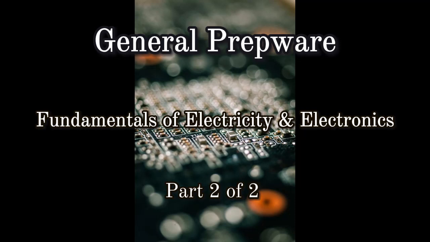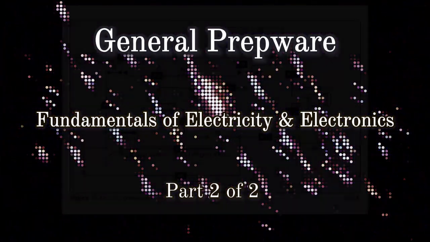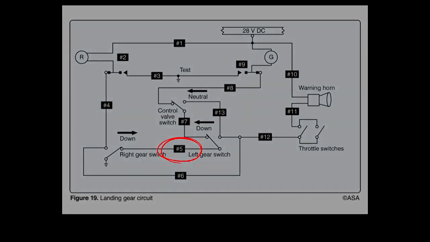Which condition is an indication of improperly torqued cell link connections of a nickel-cadmium battery? Heat or burn marks on the hardware. Refer to Figure 19. When the throttles are retarded with only the right gear down, the warning horn will not sound if an open occurs in wire 5.